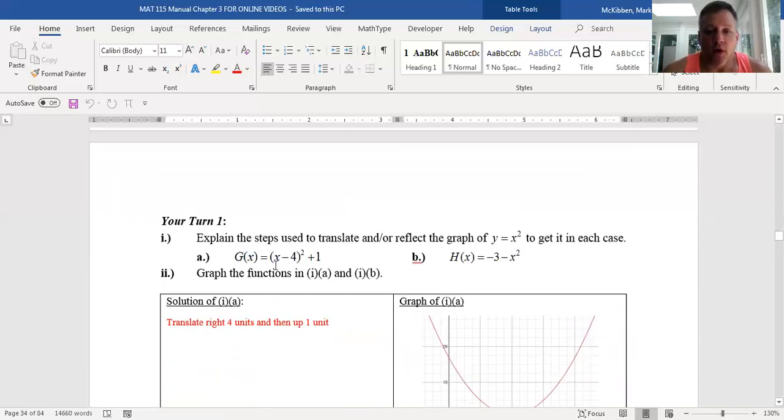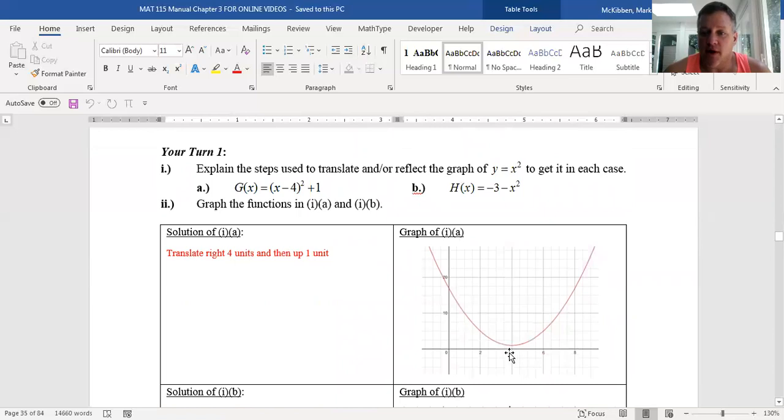Okay, so for the first one, remember you're going to start here at x². I'm going to move it right 4 and then up 1. And so the graph, it's a little bit hard to see with the scale as it is, but the vertex is at (4, 1). The axis of symmetry is the vertical line through that point, so it's x = 4, and it opens up because I never multiplied the squared term by a -1.